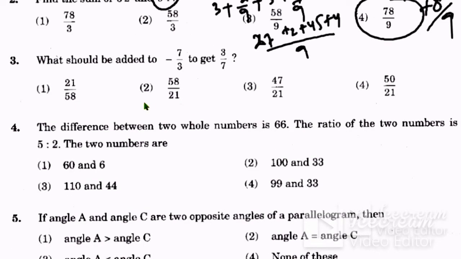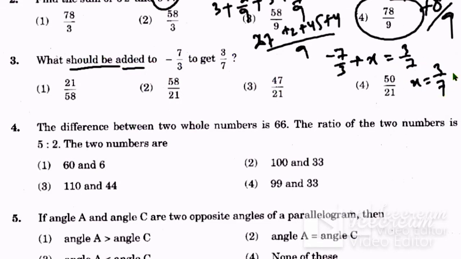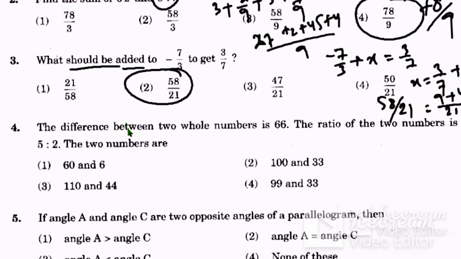Now question number 3, we can solve it. What should be added to minus 7 by 3 to get 3 by 7? Simply, you have to convert these wordings into an algebraic expression. You have learned algebra, so directly you can write minus 7 by 3. It is saying, what should be added? So x should be added to it to get 3 by 7. So simply x is equal to 3 by 7 as it is plus 7 by 3. LCM is 21 and this is 9 plus 49, so 9 plus 9 is 18, carry 1, 4 plus 1 is 5, 58 by 21. So you have this as an answer.